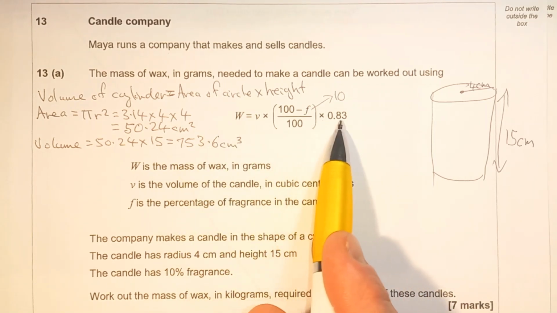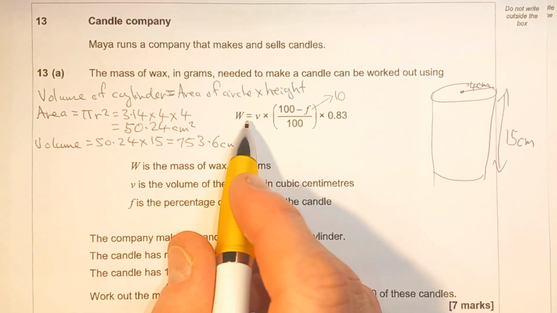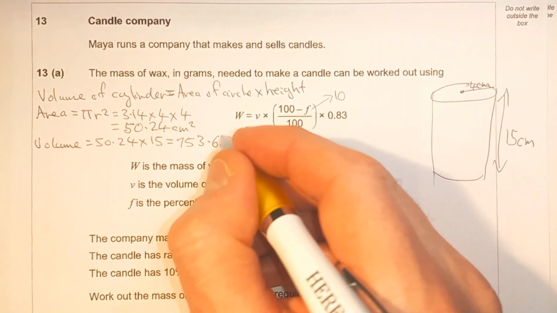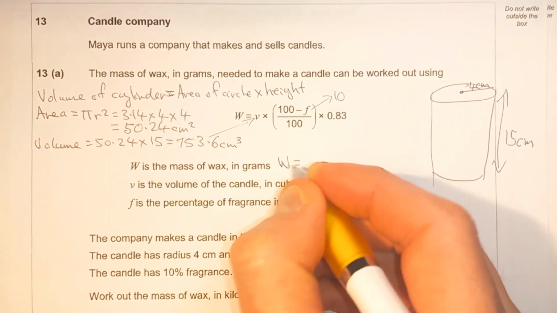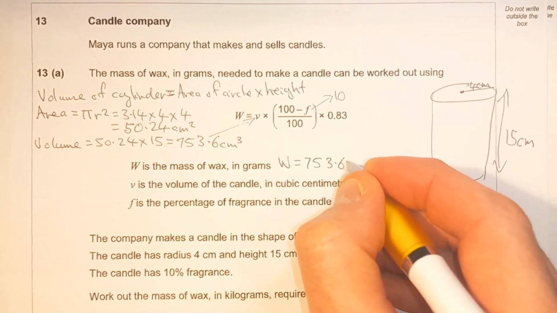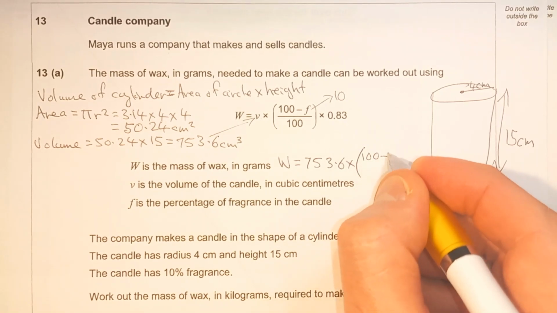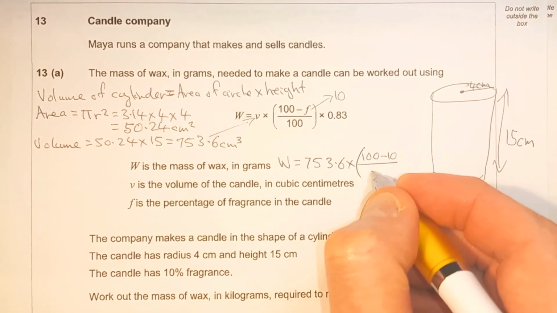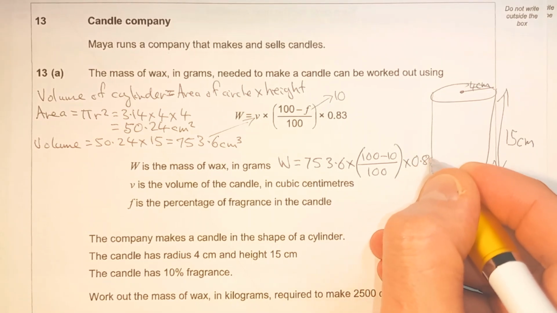Now we do need to multiply it by 0.83 to get the mass of the wax. Oh no, sorry. This is V we've worked out, isn't it, the volume? So this is here. Now we need to put the value in the formula. So we can say that W is 753.6 times, and in our brackets we've got 100 minus 10 all over 100, and that is times 0.83.